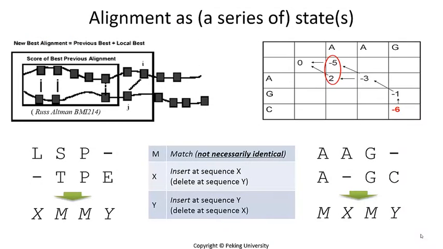Specifically, we denote by three different states the three possible alignments between a pair of residues from sequence X and Y, respectively. M denotes an alignment of two residues, which are not necessarily the same. X means that the residue in the sequence X is aligned to a gap, or that there is an insertion in sequence Y. Y means that the residue in sequence Y is aligned to a gap, or that there is an insertion in sequence X.